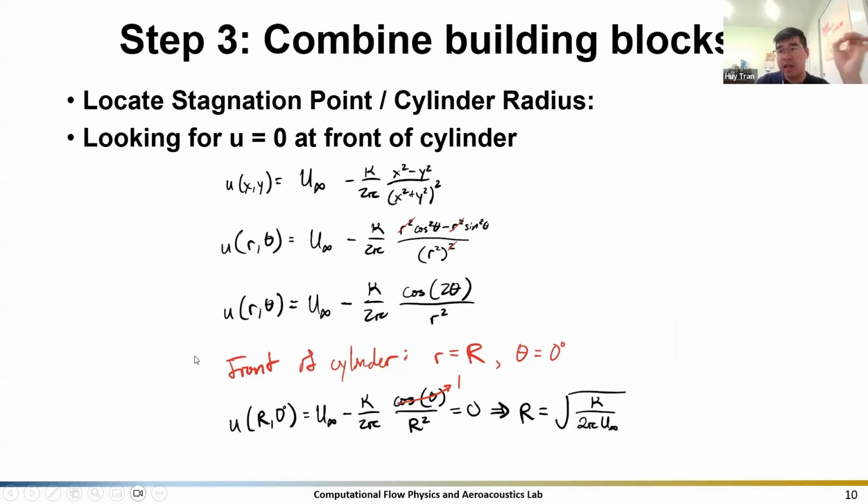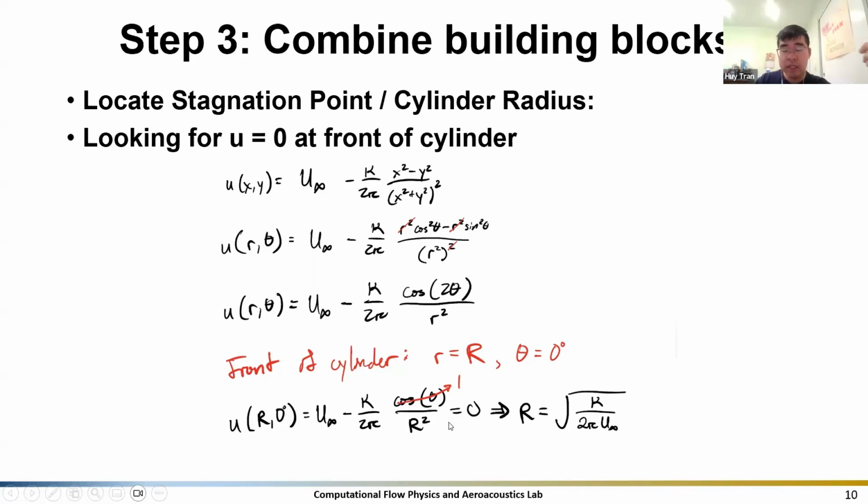Now, once again, I'm looking for the stagnation point where u equals 0 at the front of the cylinder. Front of cylinder implies that r, or radius, is equal to lowercase r, which is what we're trying to solve for, essentially. Lowercase r is going to be the cylinder radius, and then front of cylinder is theta equals 0. So plugging these terms in, u at r equals lowercase r and theta equals 0: U infinity minus kappa over 2 pi times cosine of 0, which is 1, divided by r squared, which is the radius of the cylinder, equals 0.